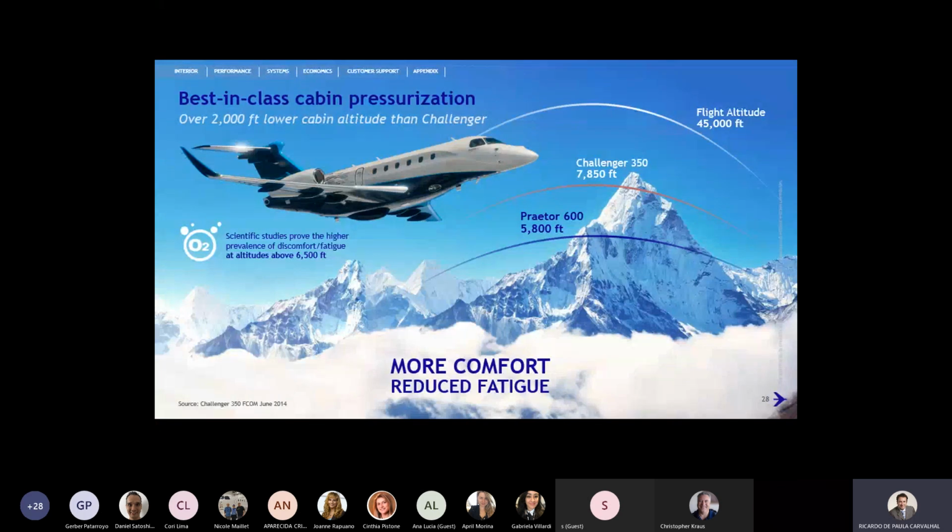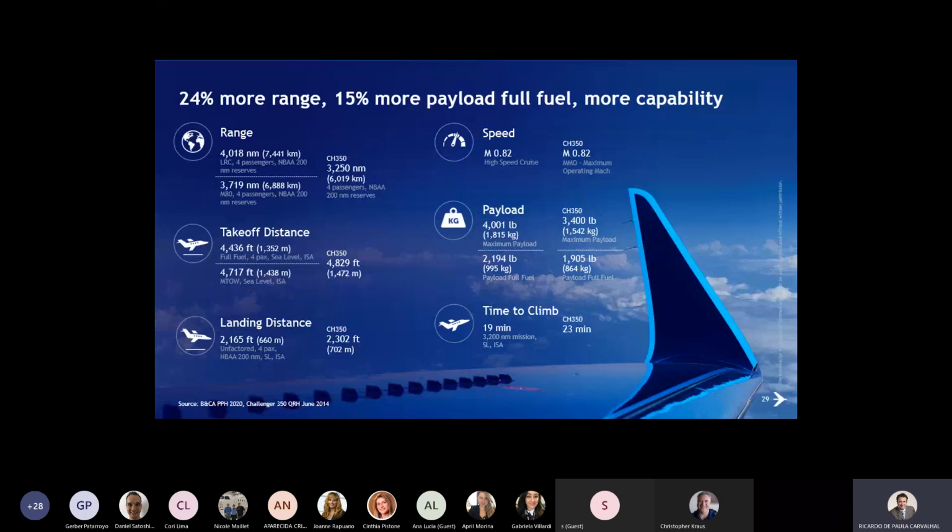Cabin altitude, we have discussed that in the beginning. I'll move forward. In terms of range, we have 24% more range. So, when you're flying from, as I said, Paris to New York, the Challenger will be an airplane to do at best a New York, LA kind of flight. Okay, to go back from Europe, they will likely need a stop.